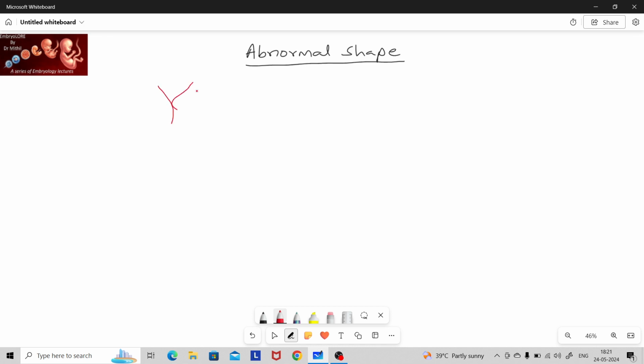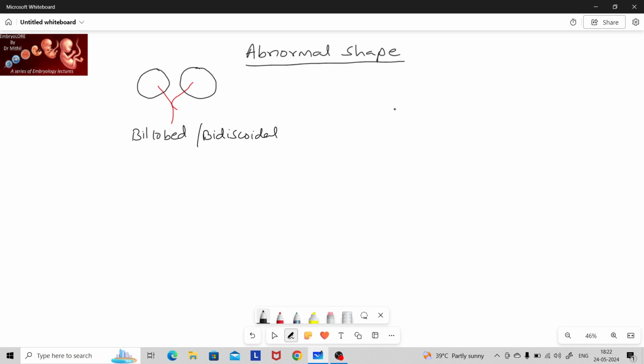Bilobed or the bidiscoidal placenta. So this is the bilobed or the bidiscoidal. So we will name this the bilobed or the bidiscoidal placenta. Bidiscoidal placenta due to the two lobes.